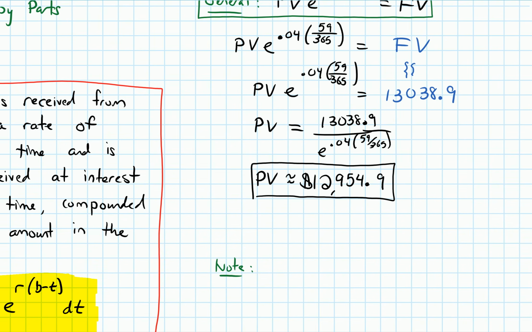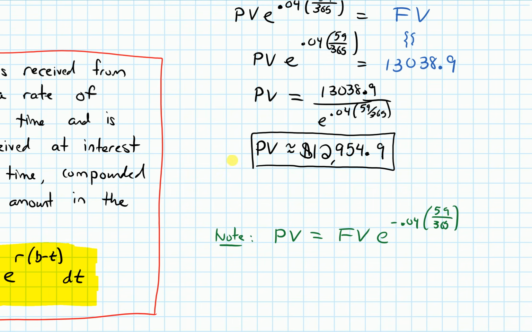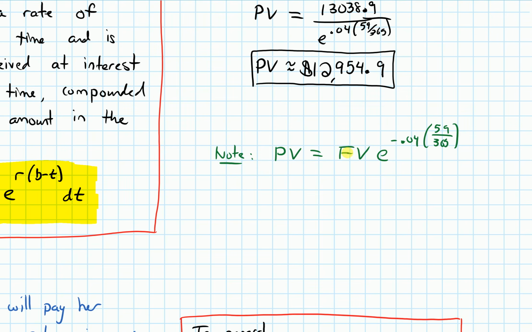All right, so I want to make a note of something. Note that the present value equaled the future value divided by this e term. I could also think of that, if I move that e term up to the numerator, as being a negative exponent. So FV times e to the negative 0.04 times 59 over 365. And then I'm going to remember what our future value was from the last video.